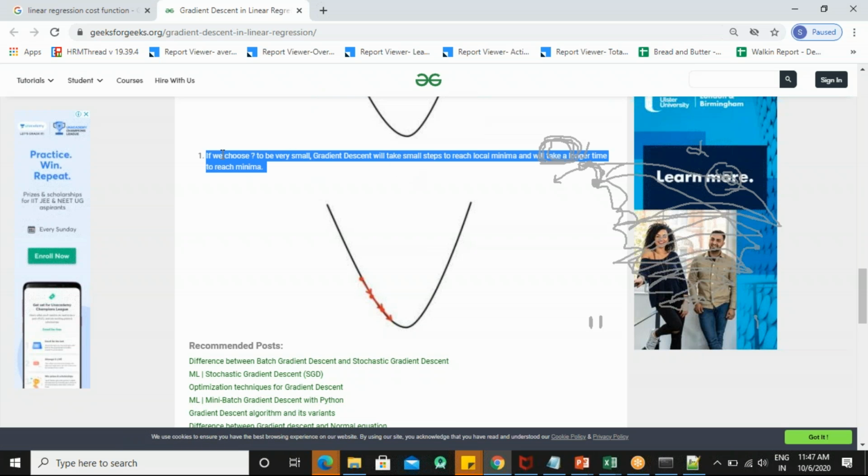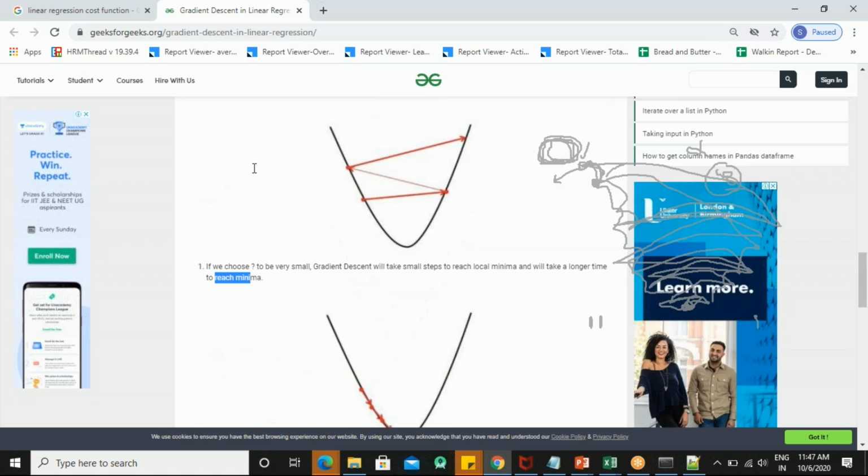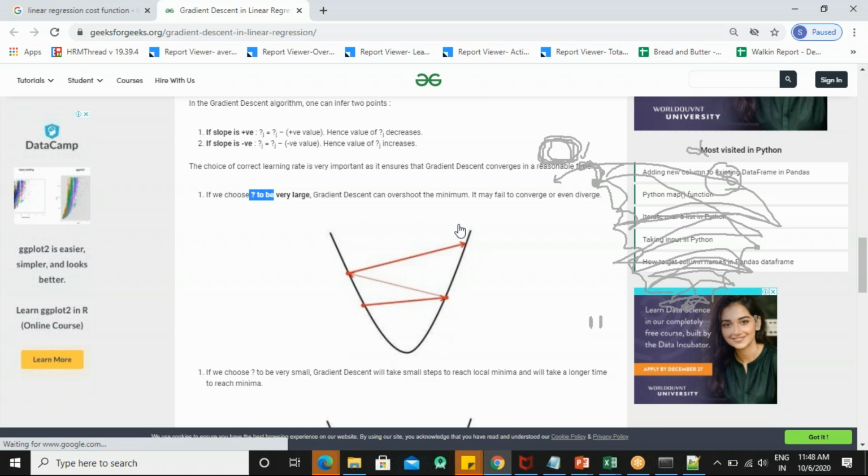Sometimes, in online interviews, this kind of questions comes. If you choose the learning rate to be very small, gradient descent will take small steps to reach the local minima. Like this. So this is all about learning rates. Even a very high learning rate can also result in randomness, and it may fail to converge. That's the problem because of a very high learning rate.